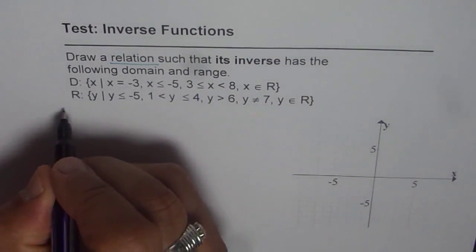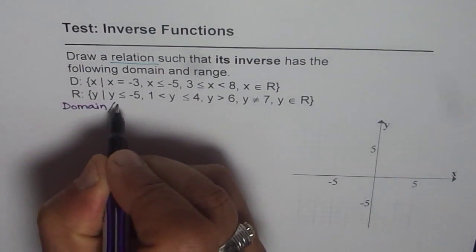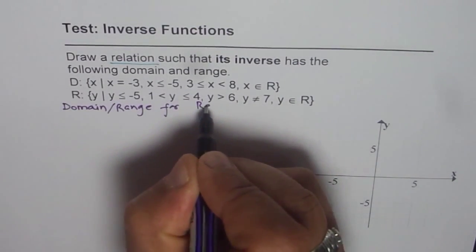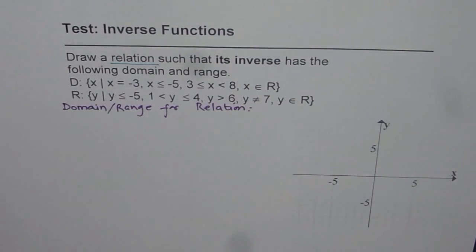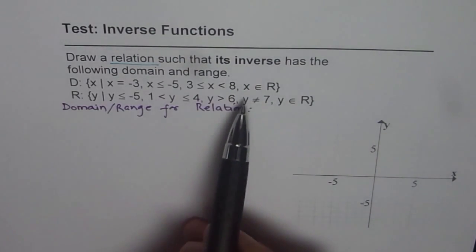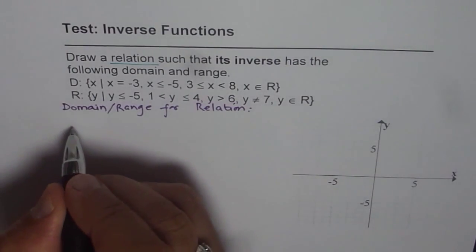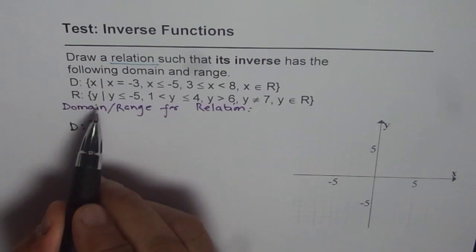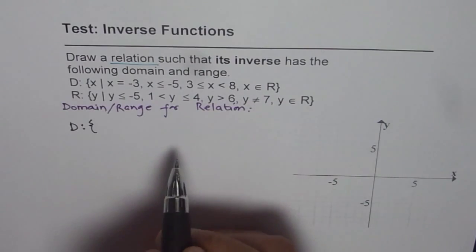Let's write down that. So let's write down domain and range for the relation. That is the first step, okay? And then we'll continue. We are given domain and range for the inverse. So what should be the domain and range for the relation? Now the domain for the relation should be, so it flips, right? So all these values which were the range for the inverse become the domain for the function.